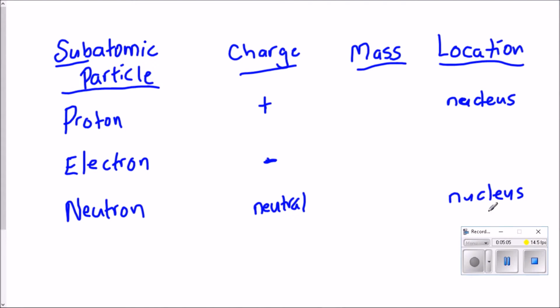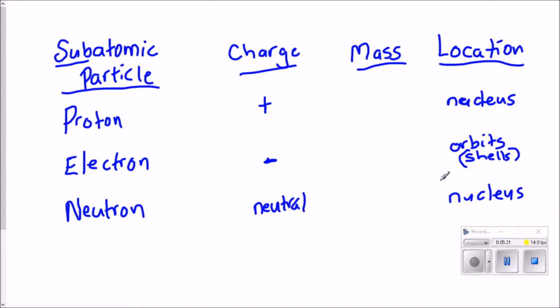Now, where do the electrons exist? The electrons exist on the outside. They're whizzing around in what we call orbits, so you can write the location as orbits. Sometimes we refer to these as shells. And they're flying around at the speed of light on the outside.